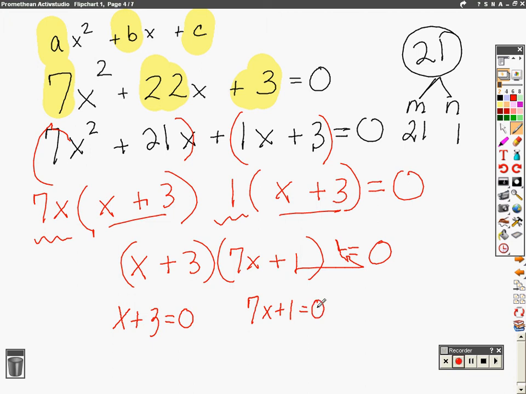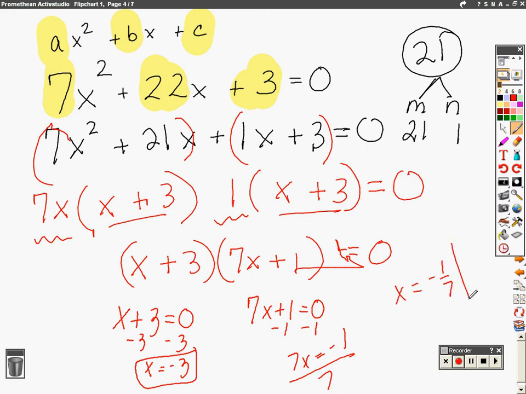And then solve. I subtract 3 on both sides, and I'm left with x equals negative 3, which is one of my answers of my quadratic. And the x could also be, if I subtract 1, I get 7x equals negative 1. I divide both sides by 7. And I'm left with x equals negative 1/7. And those are my two answers for x, and I'd write them in a solution set.